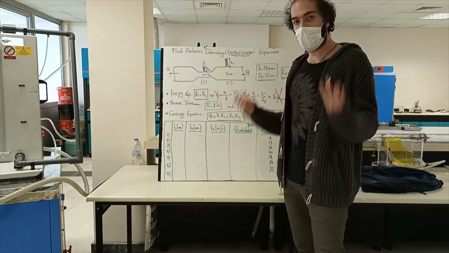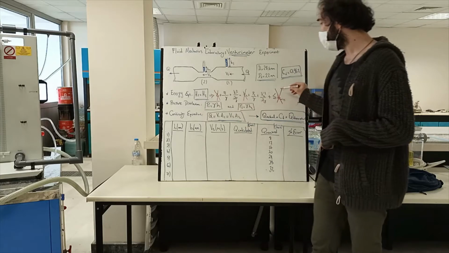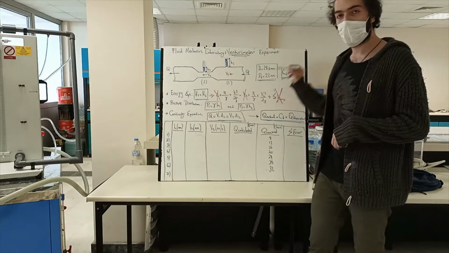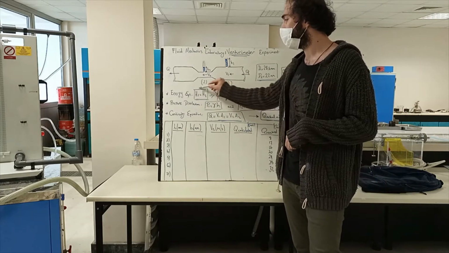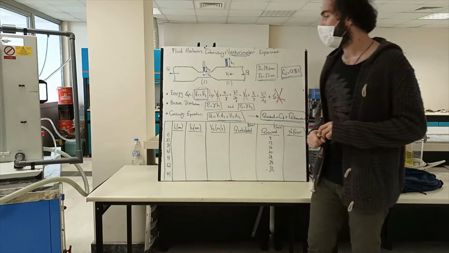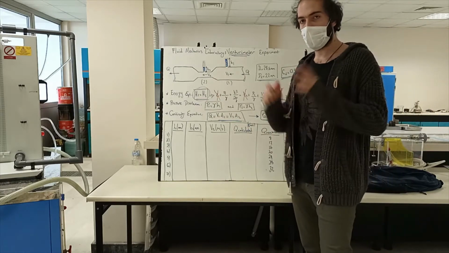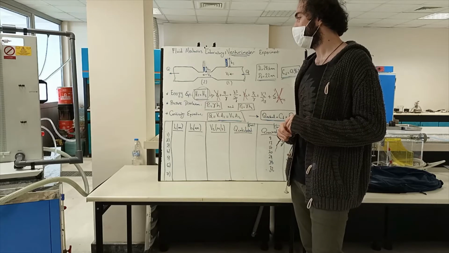This general energy equation, if we ignore the head losses, the friction and minor losses, is simply the Bernoulli equation, which says the total head has to be equal at both sections. So this is the energy equation.